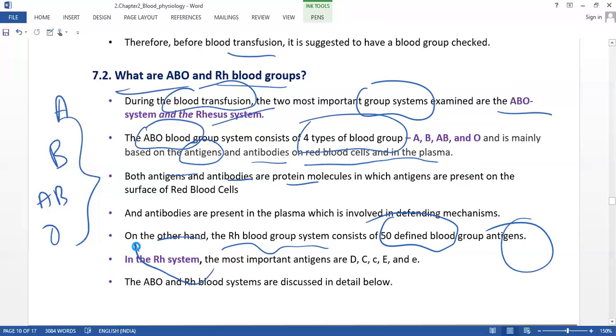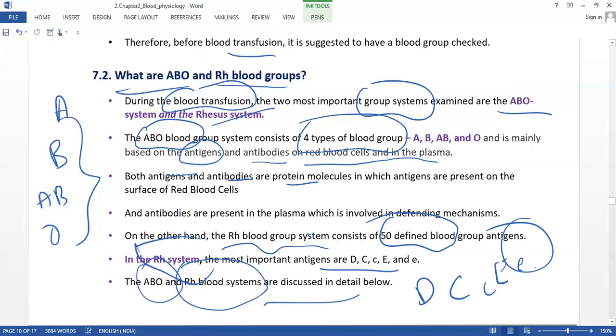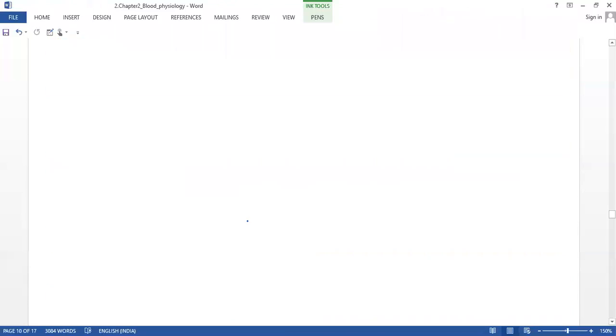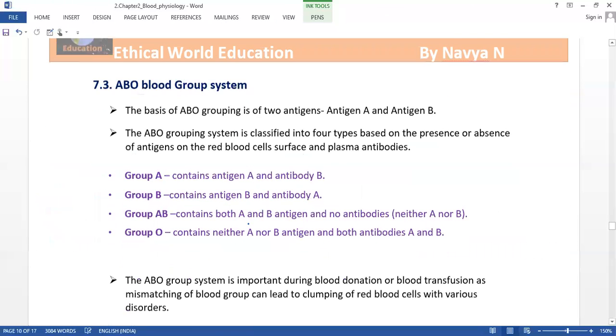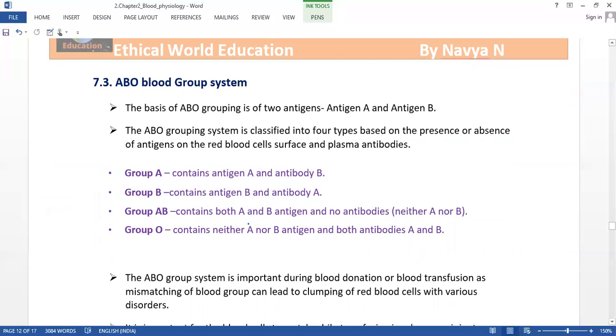Under this Rh system, the most important antigens are D, C, c, E, e. That is why the ABO and Rh blood systems are discussed below. Now let us continue with the RBC blood group system. As I told you, there are four blood groups: A, B, AB and O. It consists of two antigens, antigen A and antigen B.